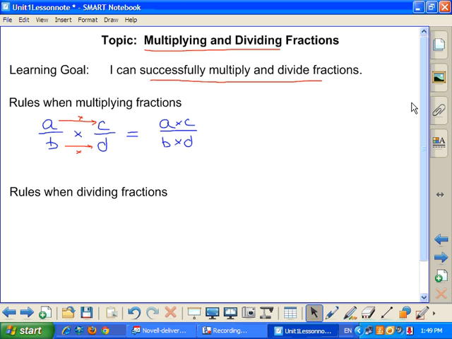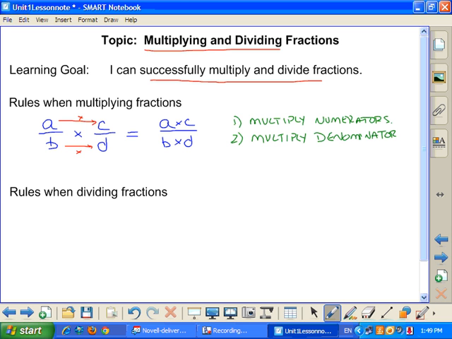Okay? So step 1, multiply numerators. Step 2, multiply the denominators. And that's it. You have multiplied two fractions together when you have completed this. Excellent. All right. Now, rules when dividing fractions.